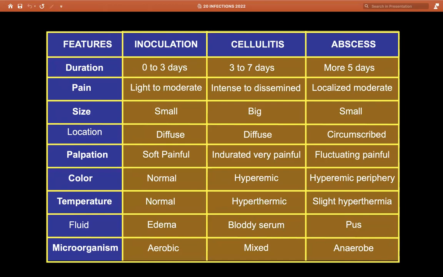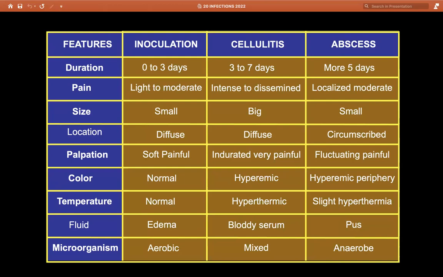How the patient feels the pain. Now, in the first step, inoculation, we'll have a pain that is from light to moderate. And the pain will increase in the 3 to 7 days when it is cellulitis. It will be intense over the disseminated area, a lot of pain. And in the abscess, usually a moderate and really clear localized pain. So in cellulitis, the patient doesn't know exactly where the pain comes from.